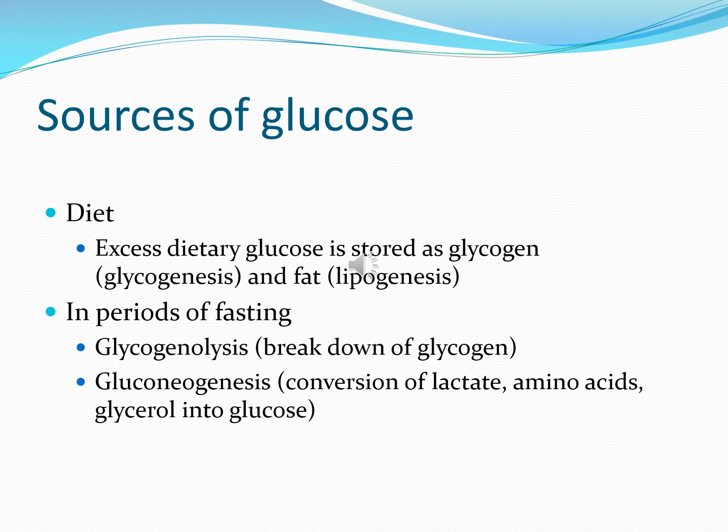And there's a couple of sources of glucose, as we've said. Diet: excess dietary glucose is then stored as glycogen and fat. Okay, we've discussed these terms now. And then in periods of fasting, we break down that glycogen or fats to form glucose.